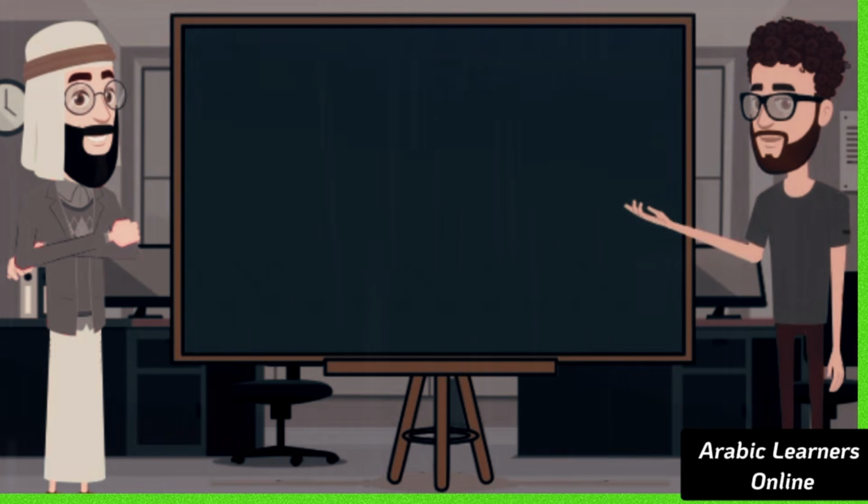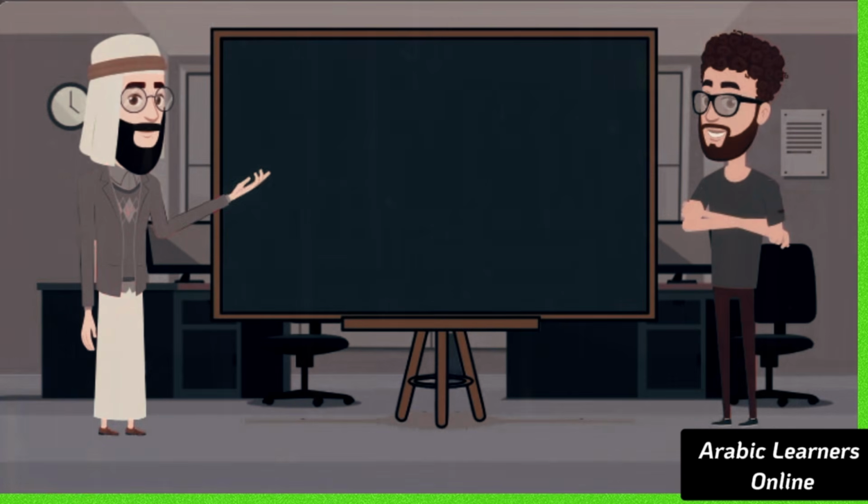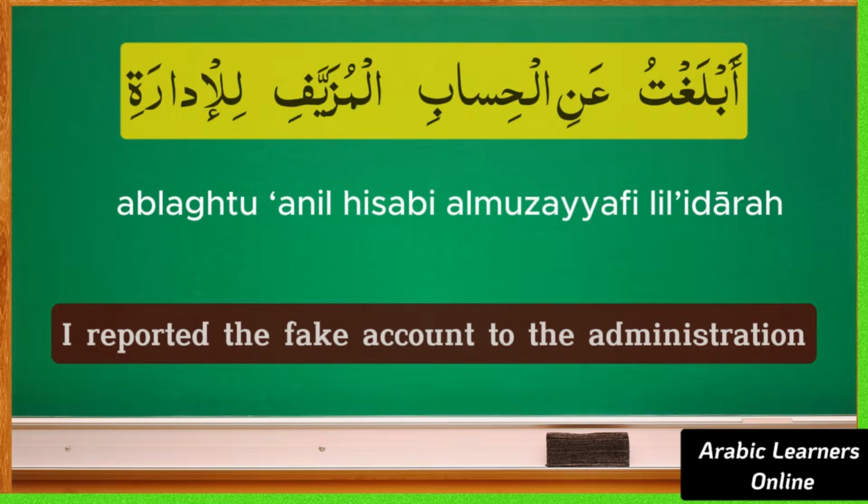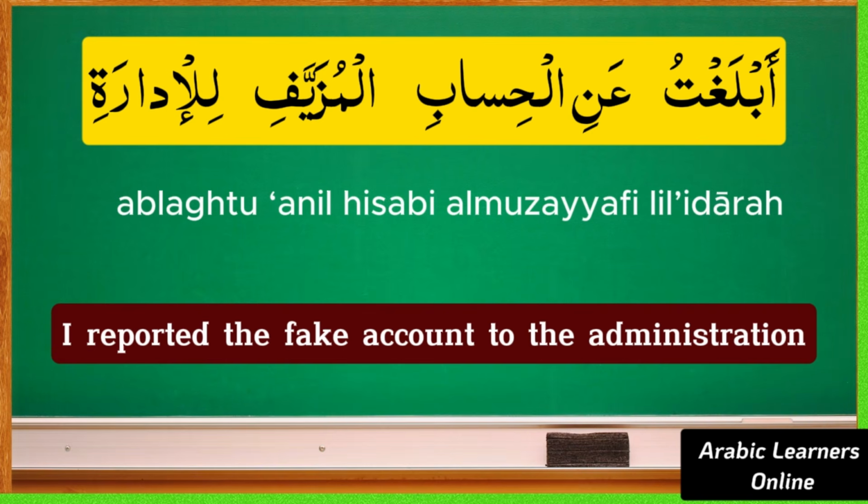Last one, for reporting issues. I reported the fake account to the administration. The verb here is أبلغ, يبلغ, which means to report or notify authorities. Your sentence: أبلغت عن الحساب المزيف للإدارة. In English, I reported the fake account to the administration. Say it with me. أبلغت عن الحساب المزيف للإدارة. Breakdown. أبلغت, I reported. عن, about. الحساب المزيف, the fake account.